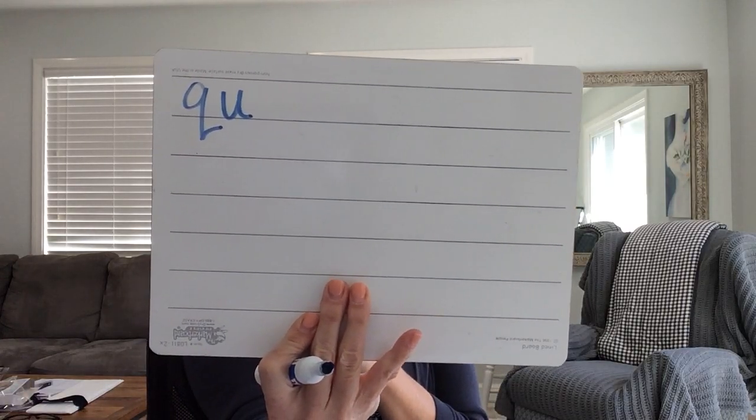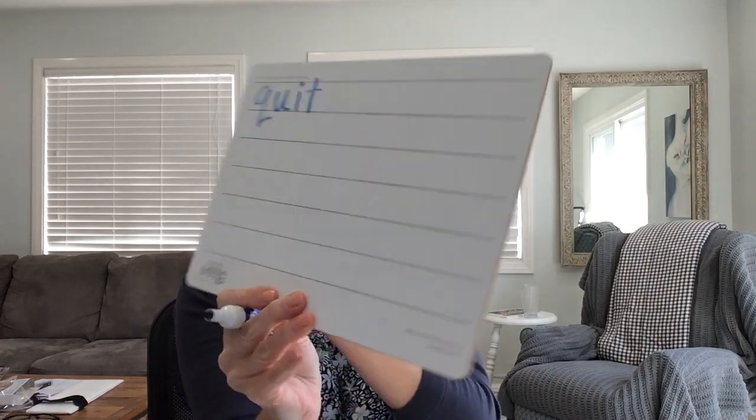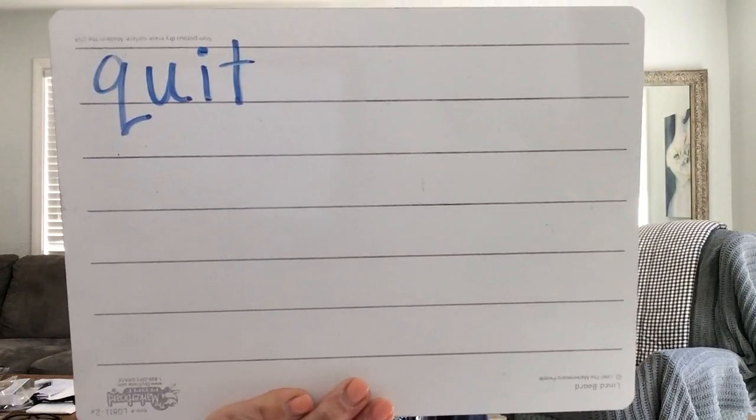Remember that qua is 2 letters, right? Q has a best friend. Make sure its best friend, right, is with him. It, and here we have the word quit. Qua, it.